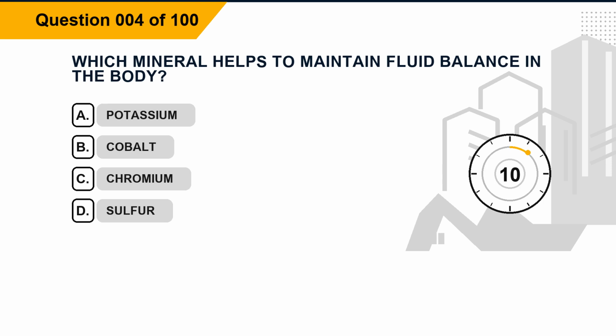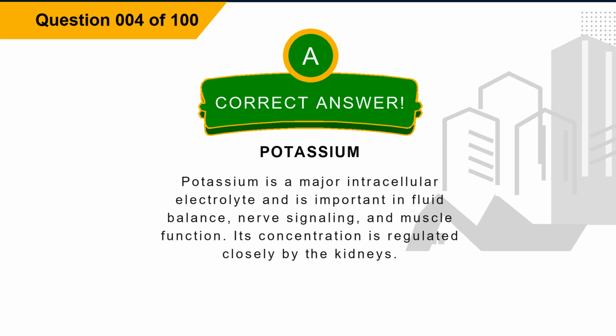Question 4. Which mineral helps to maintain fluid balance in the body? Option A, potassium. Option B, cobalt. Option C, chromium. Option D, sulfur. The correct answer is option A, potassium.